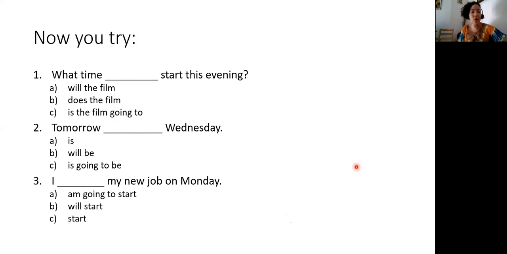And we're back. Ready? Number 1. What time, B, does the film start this evening? Number 2. Tomorrow, A, is Wednesday. Number 3. I, C, start my new job on Monday. Okay, all of these are future events.